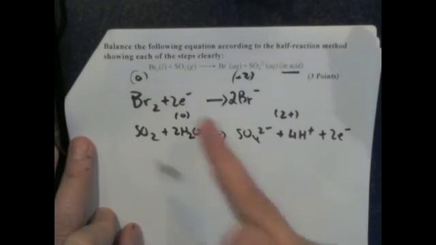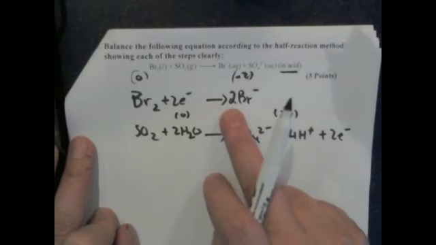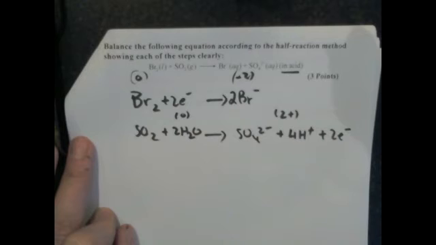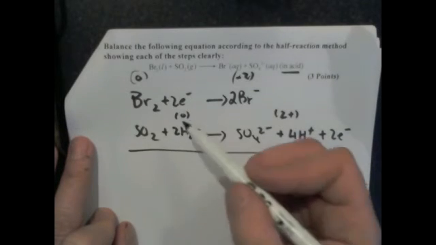And if it doesn't, I would multiply. And the big mistake that I saw here is that people forgot to put the 2 out the front for the bromine there. In this case, because we've got 2 electrons being gained and 2 electrons being lost, we're ready to go ahead and add everything up.